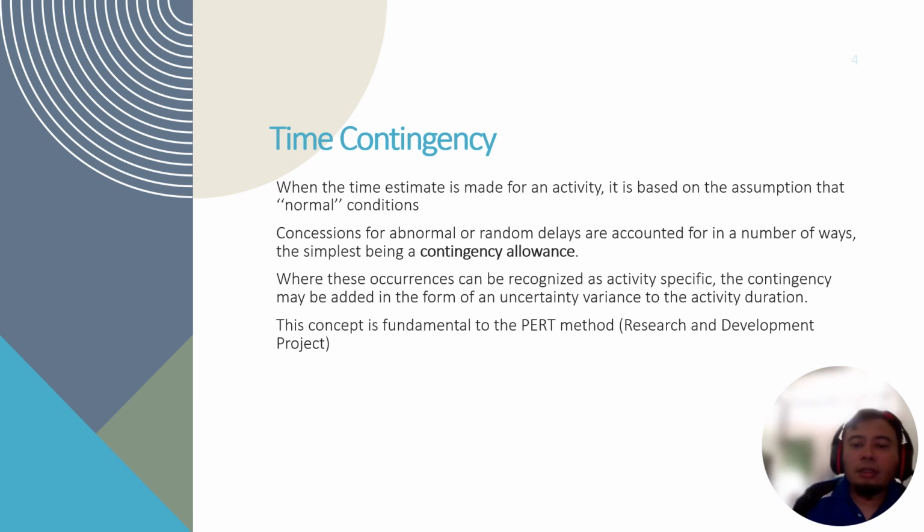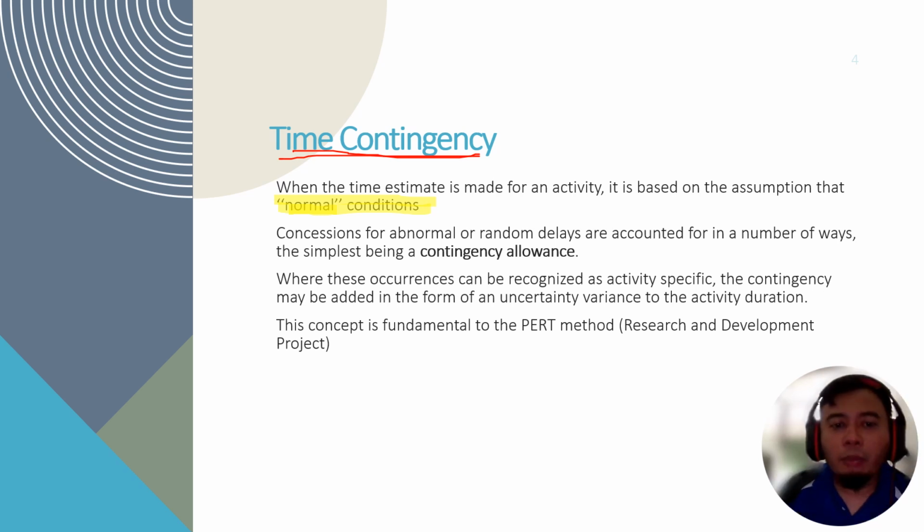And next, let's discuss time contingency. When the time estimate is made for an activity, it is based on the assumption that, as we said before, there is a normal condition. There's no bizarre weather, there's no worker strike. So concessions for abnormal or random delays are accounted for in a number of ways, the simplest being a contingency allowance.